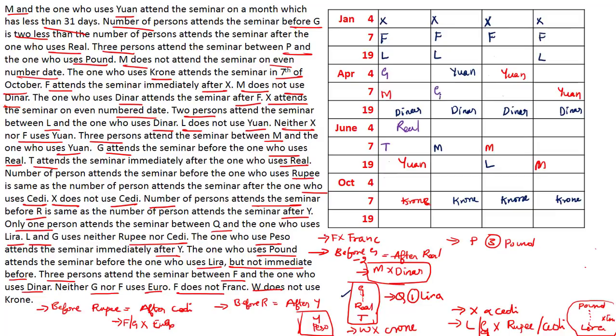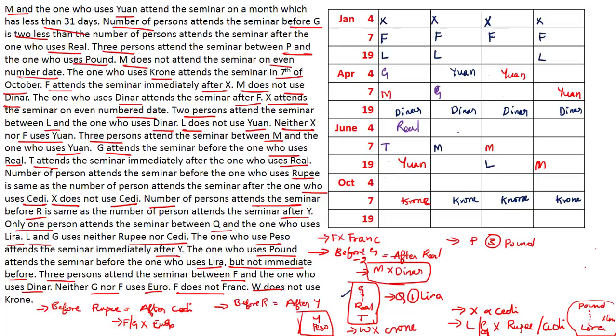So then G can be placed here. If G is here, before G there are 1, 2, 3, 4. So it means there should be 6 persons after the one who uses Real, 1, 2, 3, 4, 5, 6. Real cannot be placed here because Dinar is already there. So it is not possible to place it here. I hope you got it. So G cannot be placed here as well.